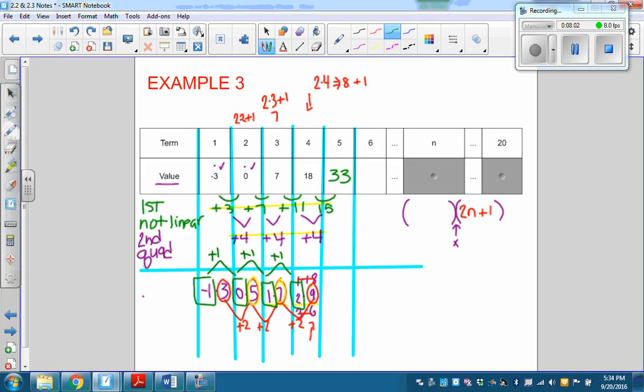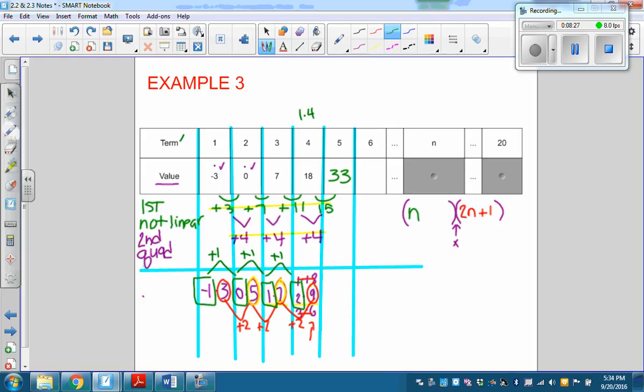So my rule is going to be 1n. That's a little hard to read. Or just n. And then I do the same thing up here. I'm going to say 1 times 4. So I pick any term value, and I get 4.